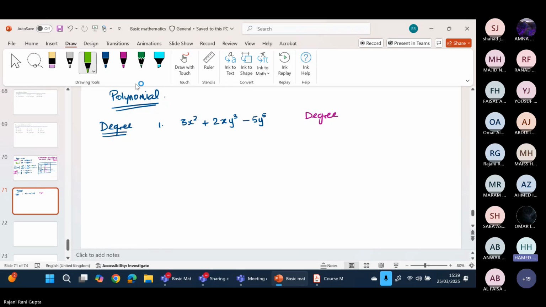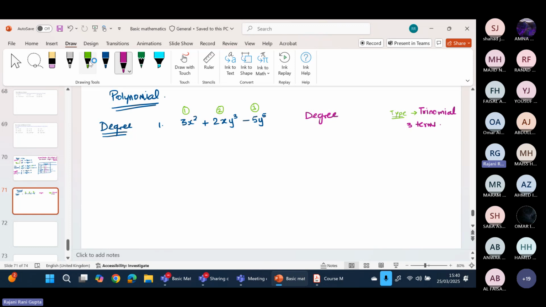2 plus 3 plus 5? No, the first one is 2, the second one is 4, the last one is 5. So we have three terms, right? How many terms are there? 1, 2, 3. So what kind of polynomial is it? Trinomial, because of three terms.